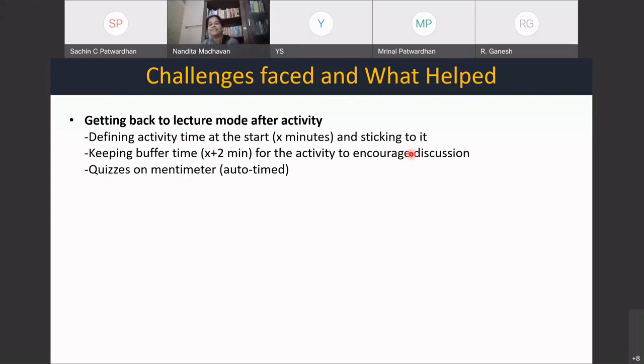So it gives me a very nice transition for the next part of the lecture. The other thing is the quizzes on Mentimeter. There are two options on Mentimeter: one is a poll and one is a quiz. If you use a quiz on Mentimeter, you have the option of auto-timing it. So when students are typing in their response, they have only a limited time, exactly like Kaun Banega Crorepati, where you have that tick-tick meter going. So it goes within that time and they have to move on to the next question during that time.